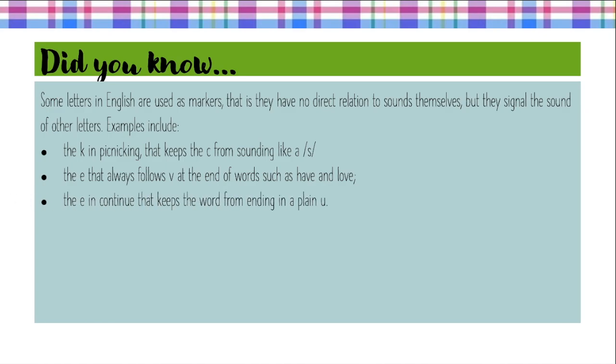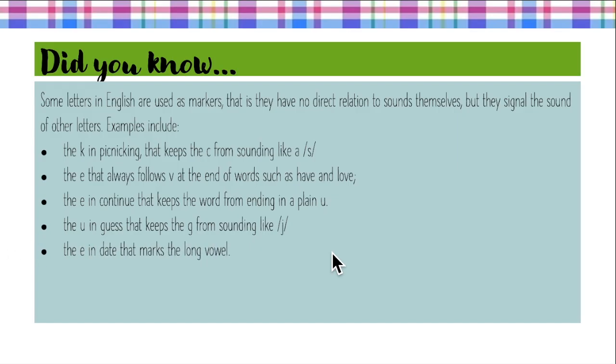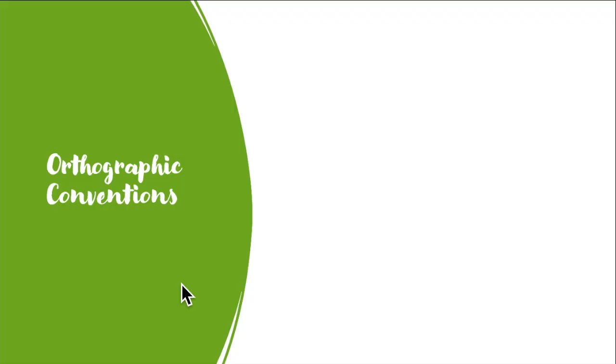You also know that it can act as a protector from things ending in U. We don't like words ending in a plain U, and we don't like words ending in a J, right? You can keep G from sounding like a J, and E in a date marks the long vowel. So it helps with those kinds of things. We talked all about that, so sorry if that was confusing.